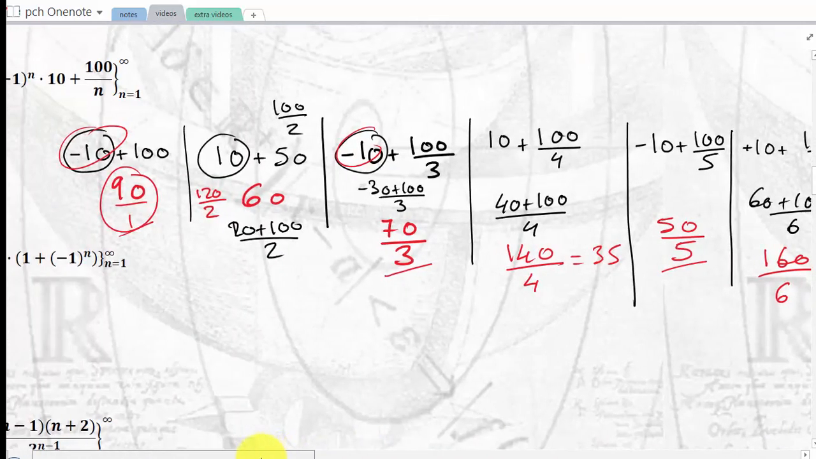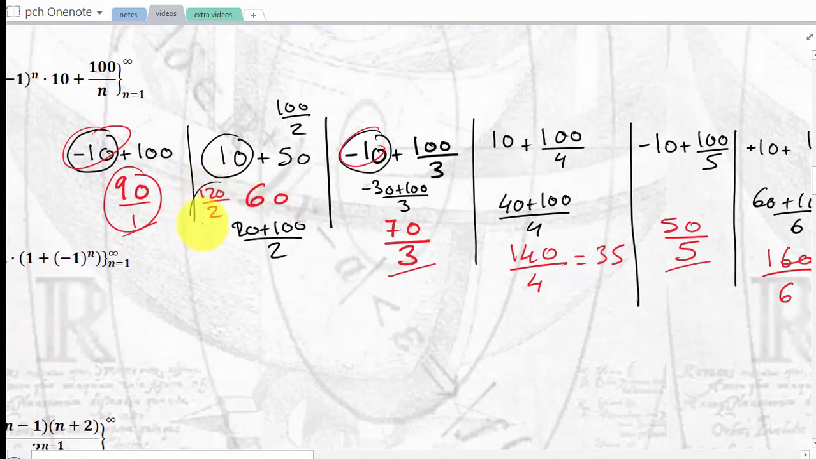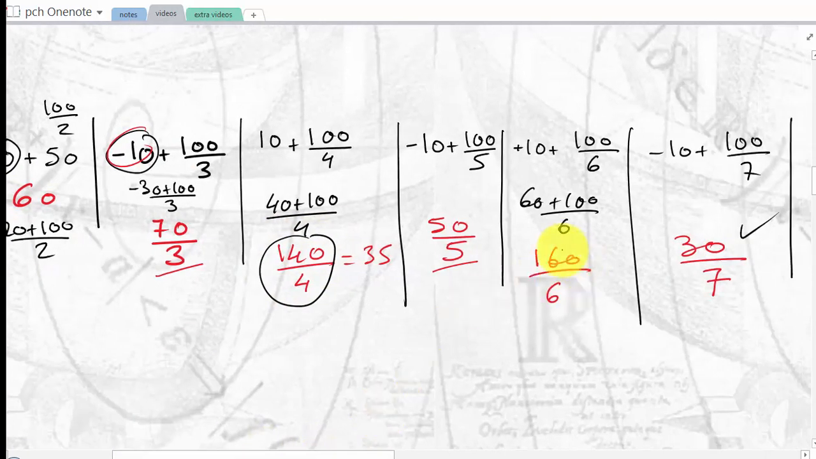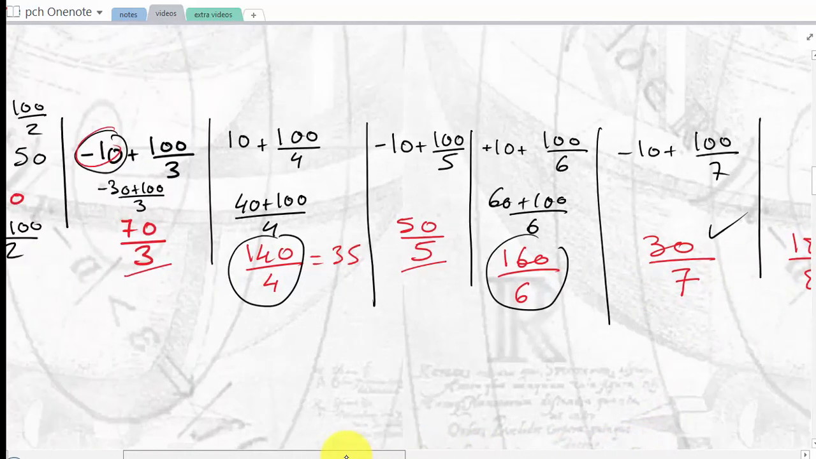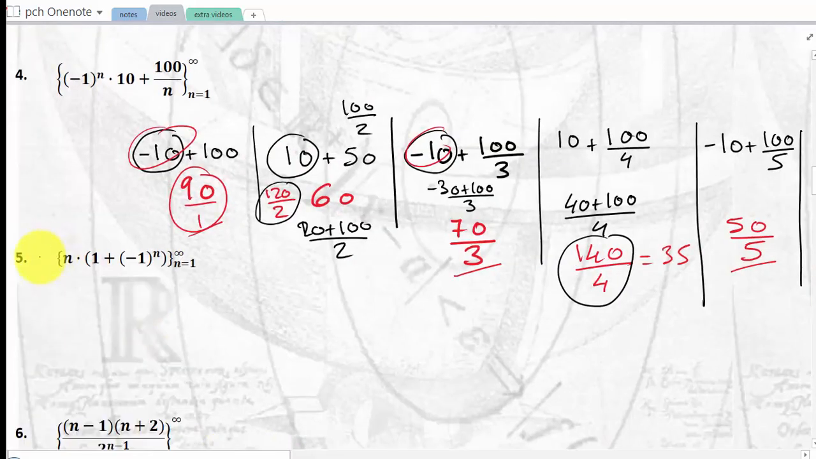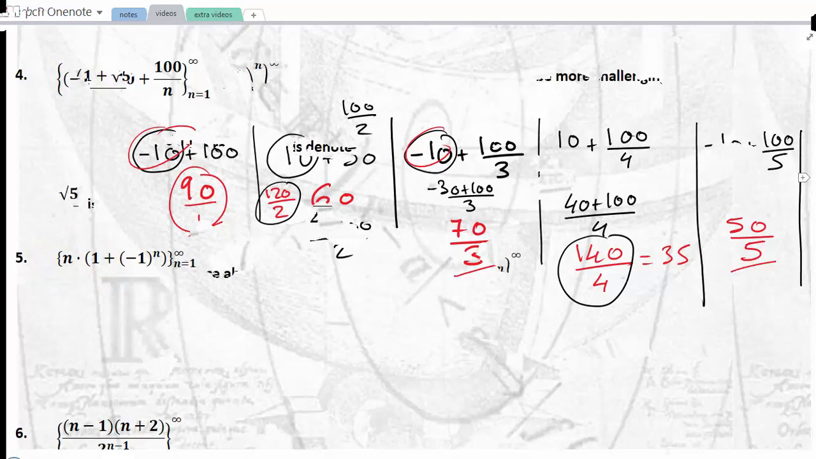Okay, let's capture the other series now. 120 over 2, 140 over 4, and 160 over 6. So here, the next one, I believe, should be 180 over 8. Okay. Now, if we want to study the sequence, we would have to look at these numbers more closely, but that's not what I want you to do at this point. Please go over number 5 and 6. I'm gonna start number 7.